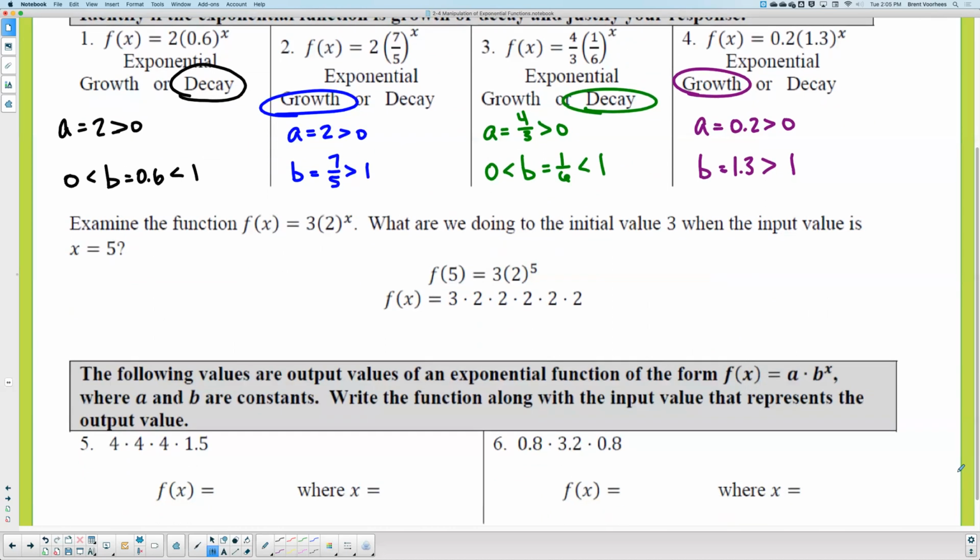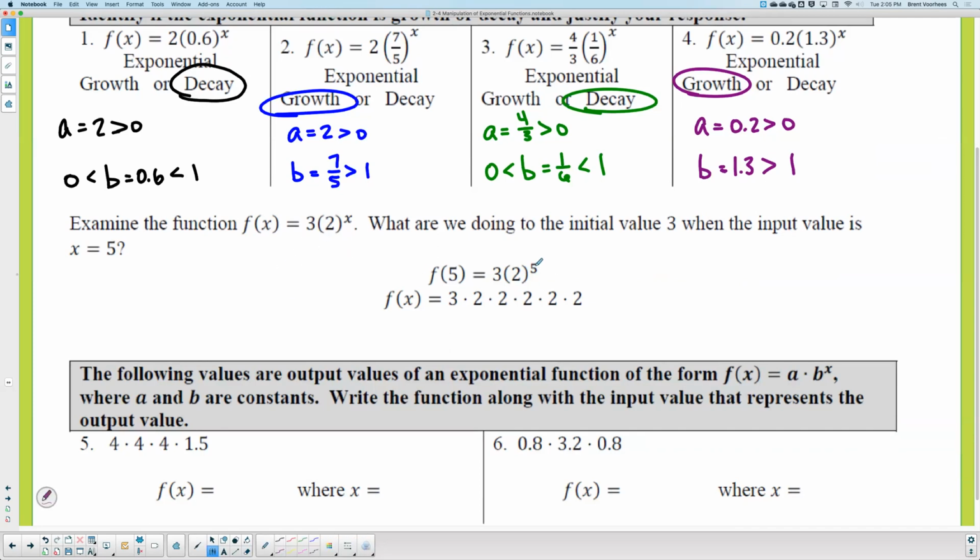All right, examine the function f of x equals 3 times 2 to the x. What are we doing to the initial value 3 when the input is x equals 5? Well, if you plugged in a 5 there, you'd have 3 times 2 to the 5th. Now, can I multiply the 3 and the 2, the a and the b? Can I multiply right here and say that's the same thing as 6 to the power of x? Is that true? No, that's not a true statement.